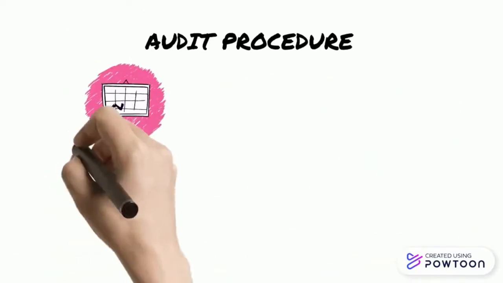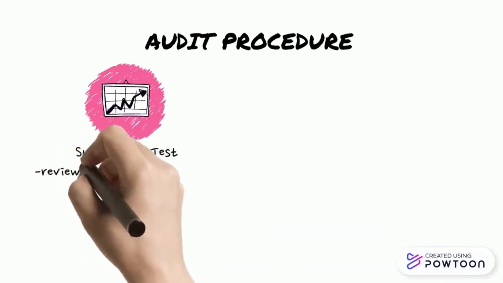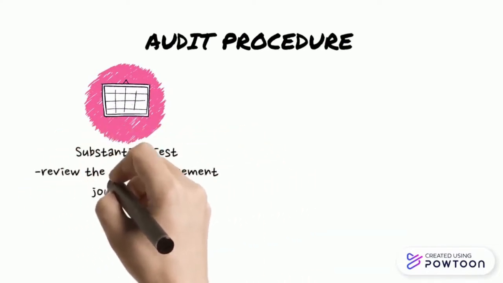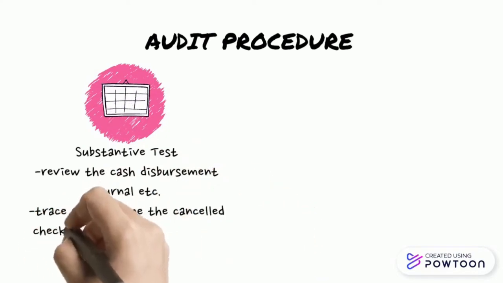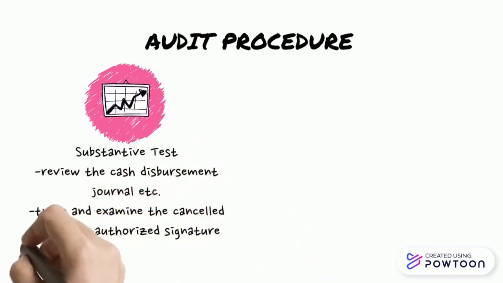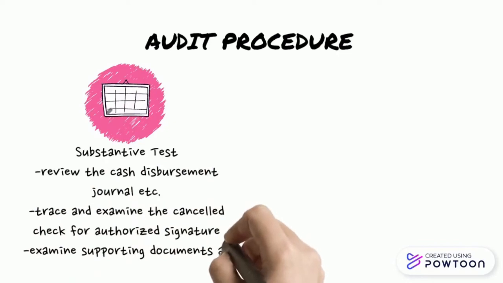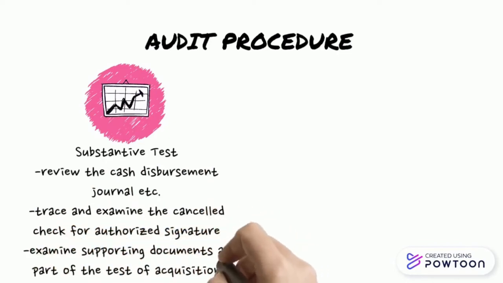Okay, let's proceed to the audit procedure. For test of control, discuss with personnel and observe activities, also examine indication of approval. For substantive test, review the cash disbursement journal, general ledger, and accounts payable master file for larger or unusual amounts.